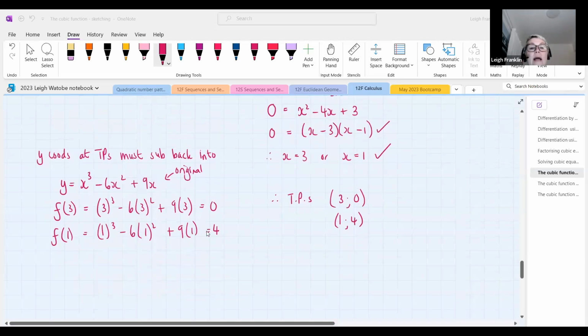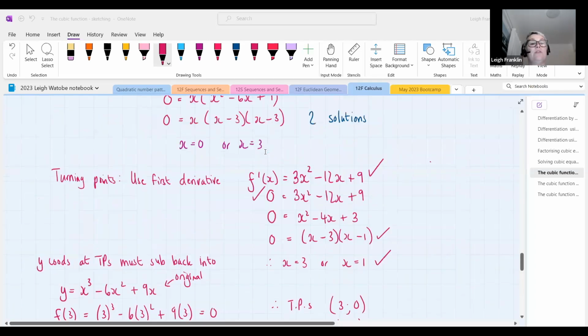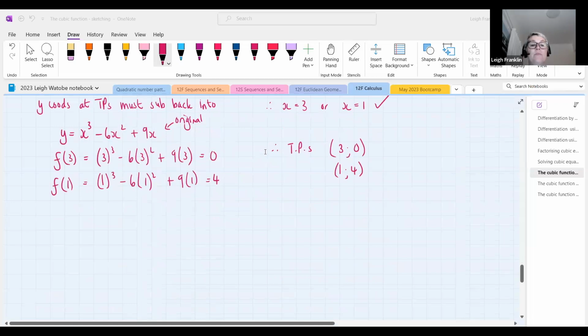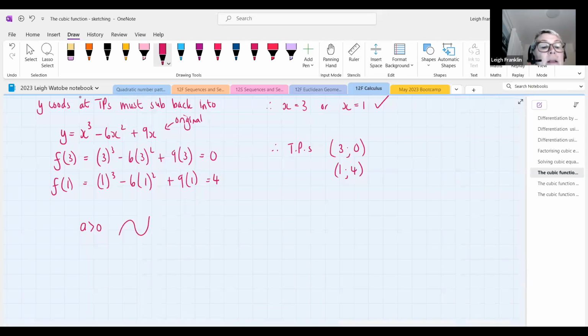All right, what I'd like to do is just sketch this very quickly because I don't want us to run out of time, and then I will take some questions. Now we have to consider the shape of our function. In front of our x cubed, it was positive 1, so a is greater than 0. So our graph is concave down, and then it is concave up. Over here is where our 1 and our 4 would be, and over here is where our 3 and our 0 is going to be.